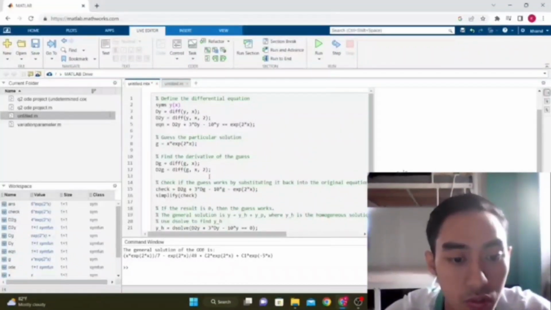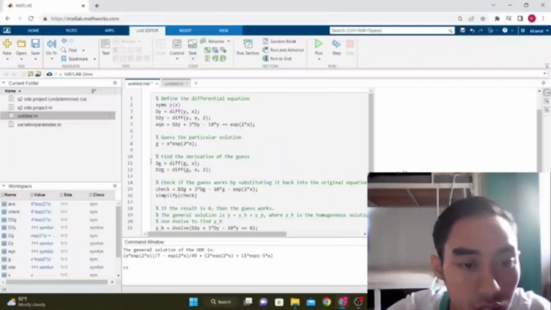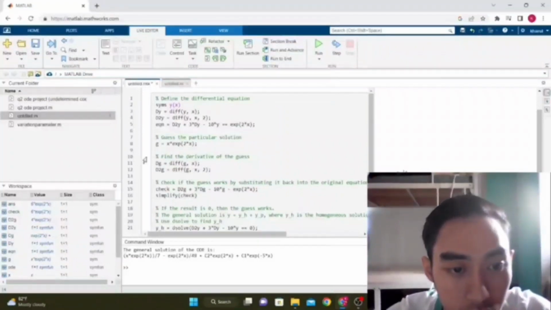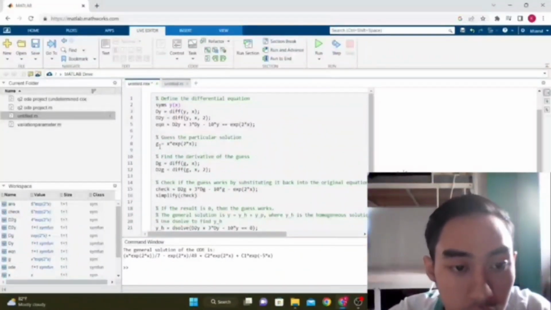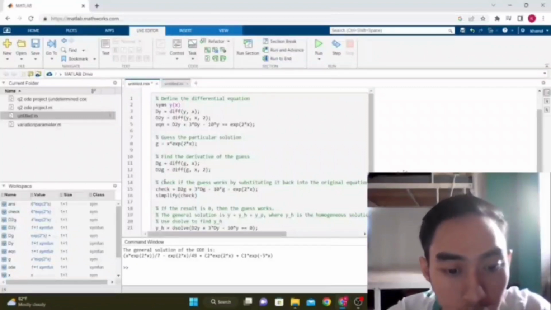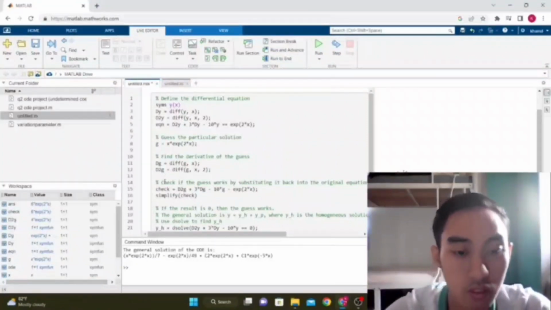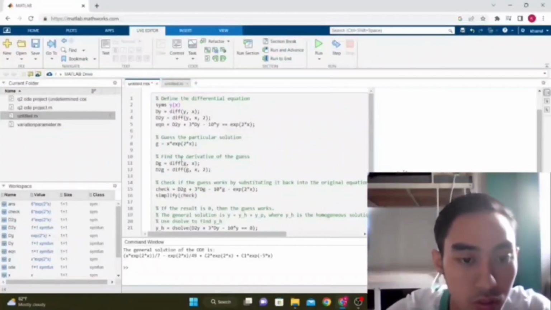Okay, so we move to the next one. The next one is on lines 10, 11, and 12. So the first and second derivatives of guess g on line 8 with respect to x are found using the differentiate function. So these two.